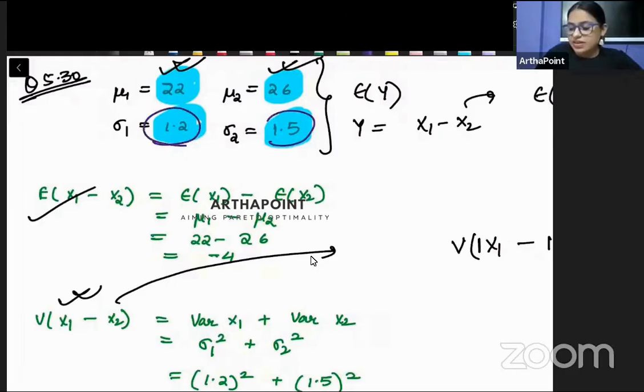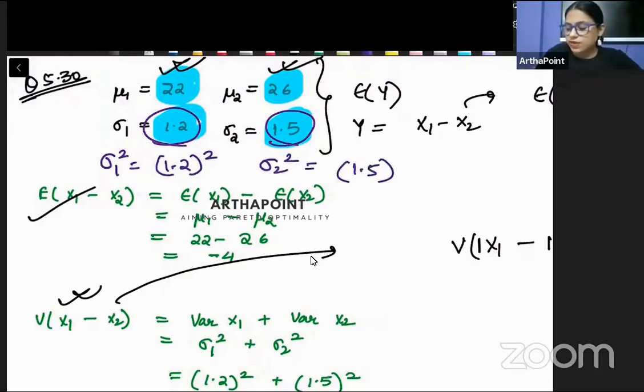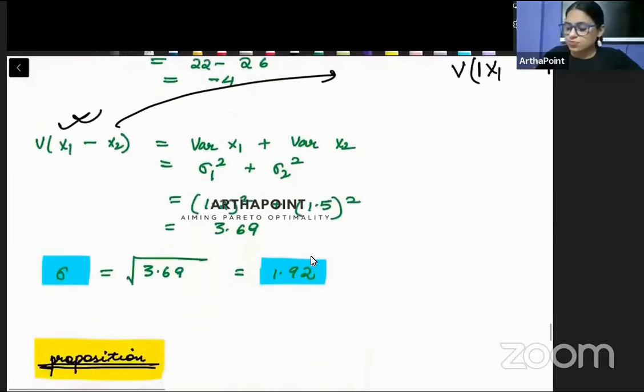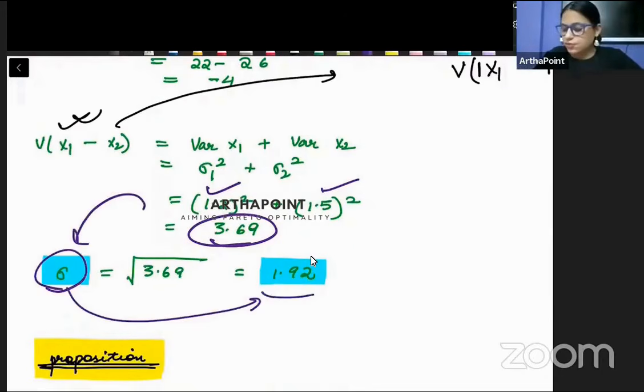So here you are given the standard deviation. So variance of x1 will be 1.2 square and variance of x2 will be 1.5 square. So if I just put 1.2 square and 1.5 square, this will be my answer. And from here you can take out the standard deviation, it will be 1.92.